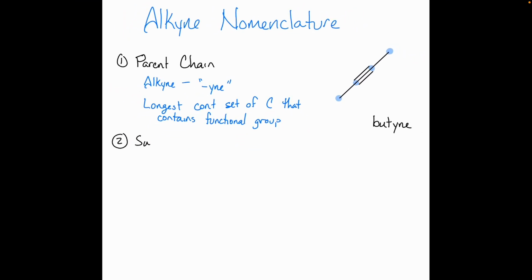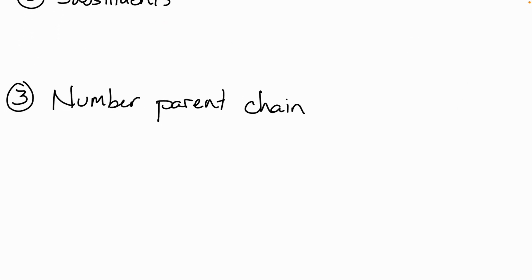All right, next we deal with our substituents. We don't have any here. Then we're going to number our parent chain. And when we number our parent chain, we want our functional group to have the lowest number.